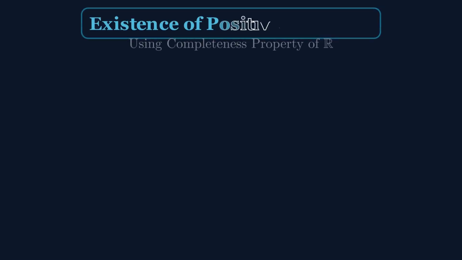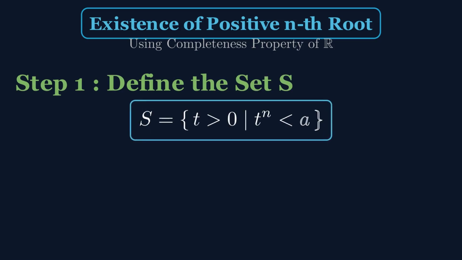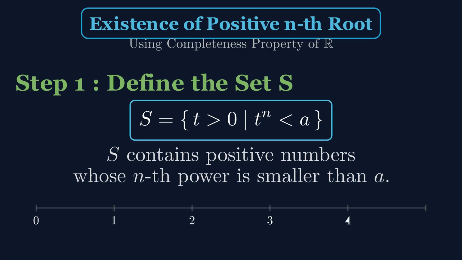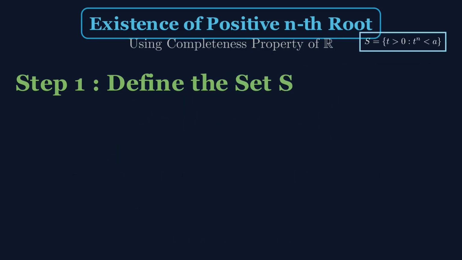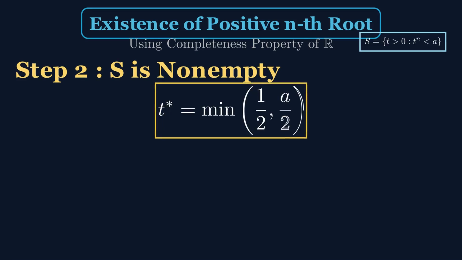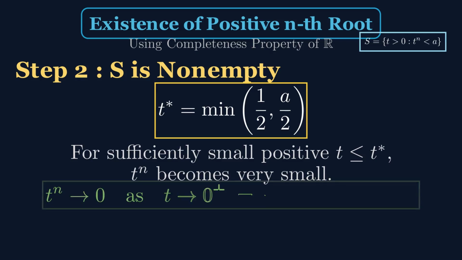To find the nth root of a positive real number a for a positive integer n, mathematicians apply the completeness property using a set-theoretic approach. First, we define a set S which contains numbers whose nth power is less than a. We show that S is non-empty and bounded above. So by the order completeness axiom of real numbers, S has a unique supremum, x.